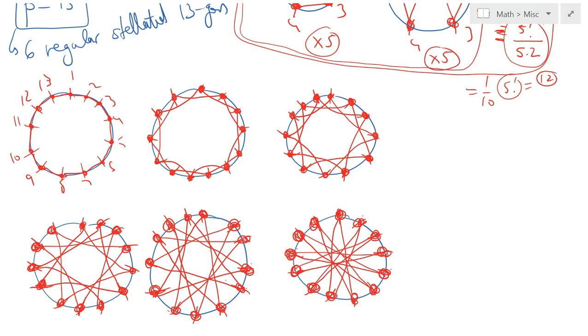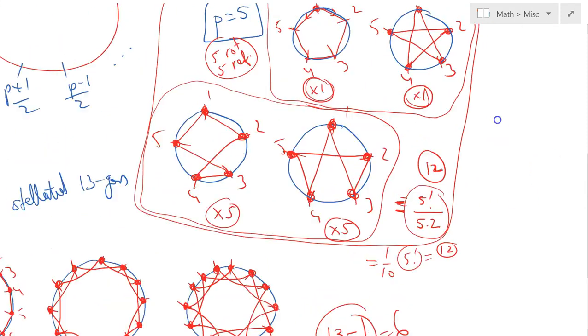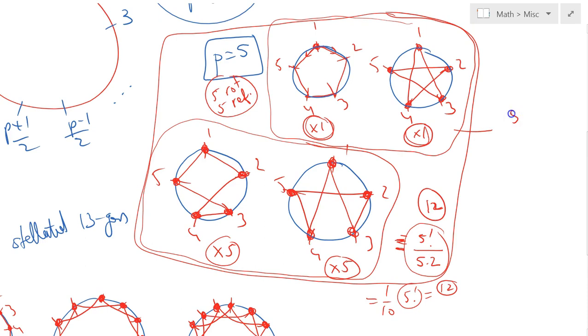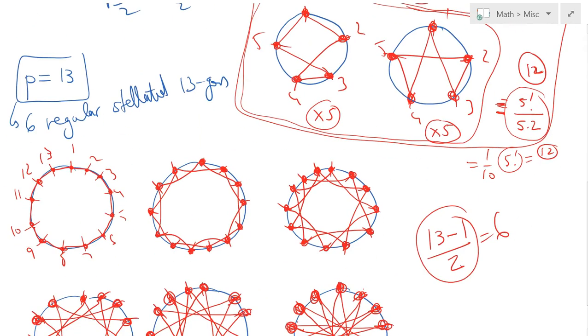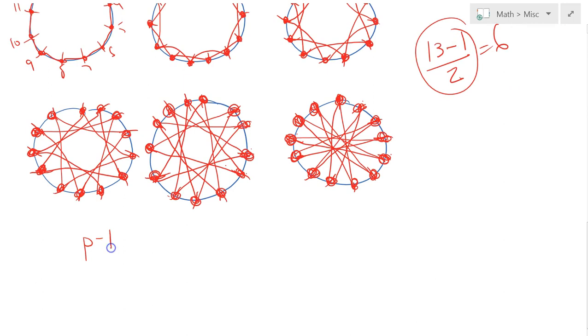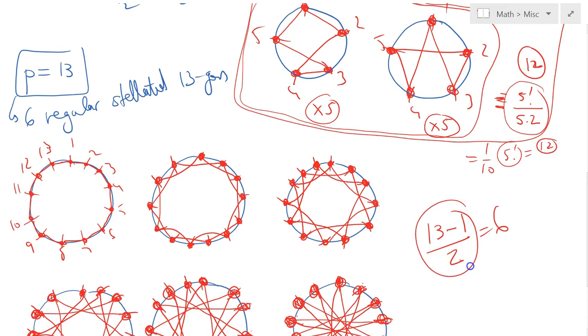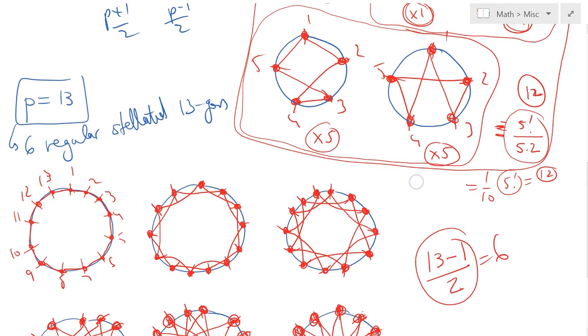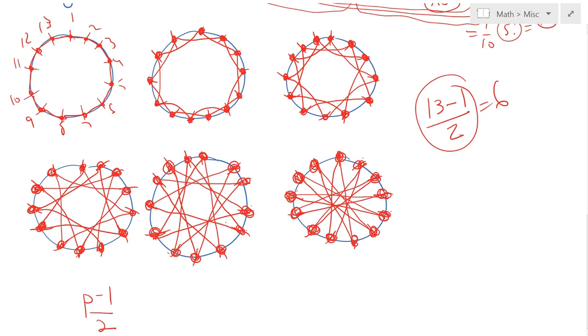You get the idea. In total we have (13 minus 1) over 2, which is 6. For instance, in the case of 5, we had how many regular stellated ones? We had (5 minus 1) over 2, which is 2. So basically the formula would be simply (p minus 1) over 2. But now what's important is that the rest of the shapes, in the case of 5, were divisible by 5, right? There are 5 rotations. The same thing here. We will have 13 rotations here.